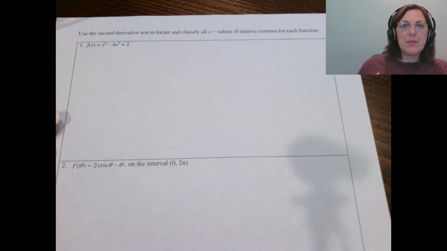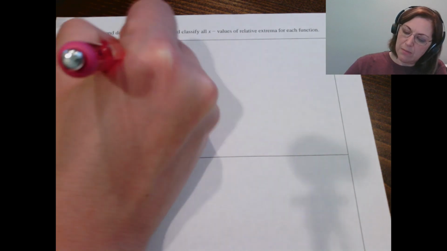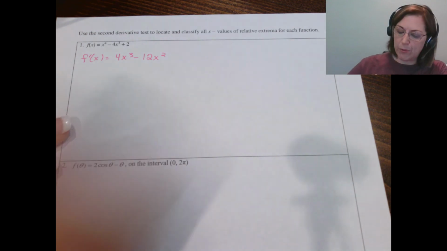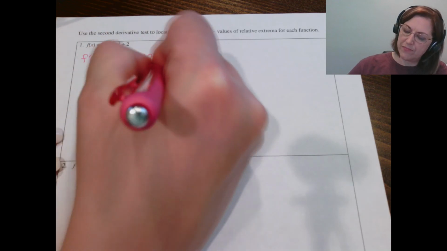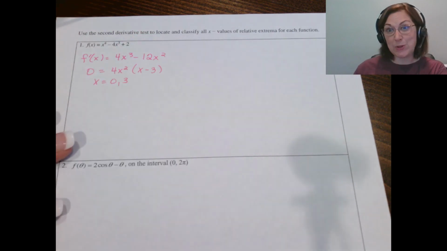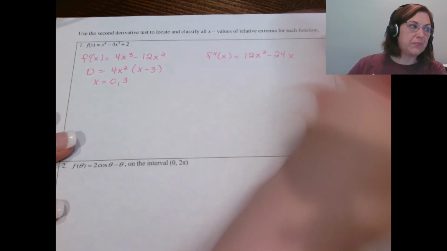So let's see if we can find the first derivative of this. It would be 4x cubed minus 12x squared. Find your critical points. So we'll factor out a 4x squared. We get x equals 0 and x equals 3. Okay? We did this one earlier, right? We're going to test it with the second derivative now. Take your second derivative, which would be 12x squared minus 24x.